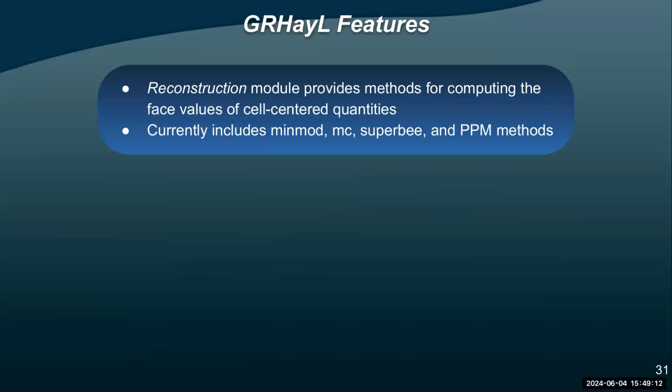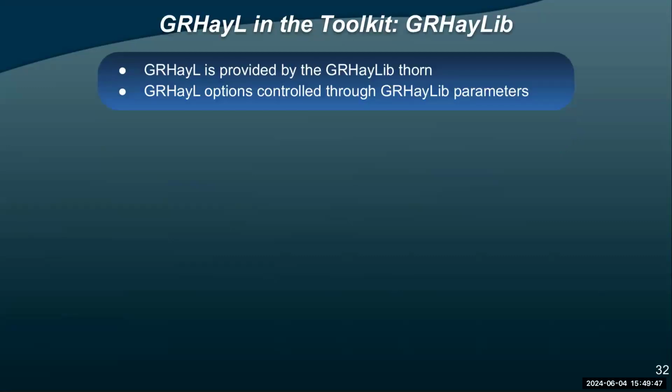And then the reconstruction module is the last one currently, and it just has methods for computing the face values of the cell-centered quantity. Right now, we have minmod, MC, SuperBee, and PPM, but it would be very easy if somebody wanted to add new ones. It would probably take someone at most, even with documentation, probably an hour if they just wanted to implement it. But those are the ones we currently have. So that's the features in GRHayL.